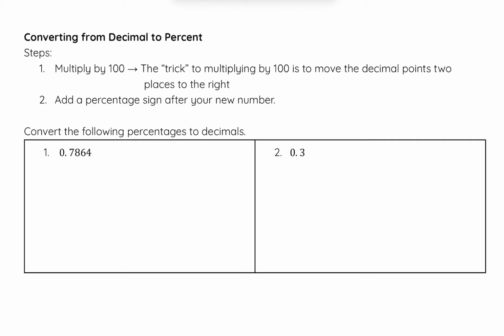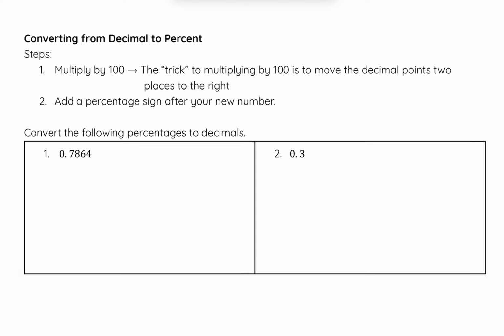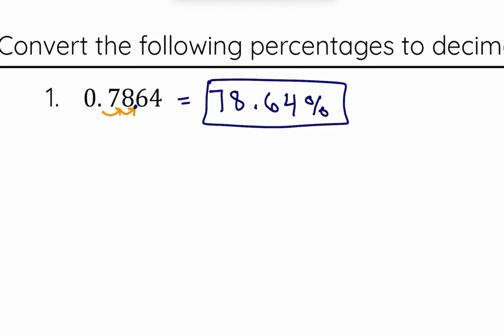And then once we've done that, since we now have a percent, we need to add the percentage sign to our new number, right? So looking at example 1 here, we need to move the decimal 2 places to the right. So our new decimal is right between the 8 and the 6. This means that 0.7864 is equivalent to 78.64%. So basic steps here is move the decimal 2 places to the right and then add the percent sign.